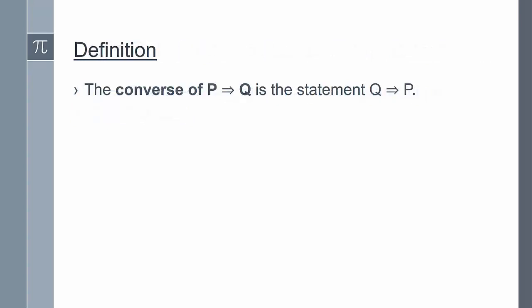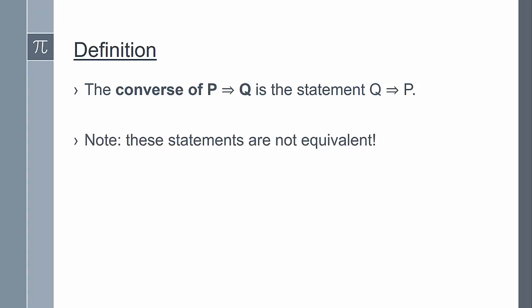When talking about these conditional statements, we often come across the converse of a conditional statement. So if we start with the statement P implies Q, its converse is the statement Q implies P. Now it's very important to note that these statements are not equivalent.